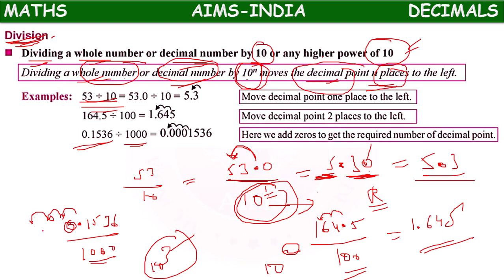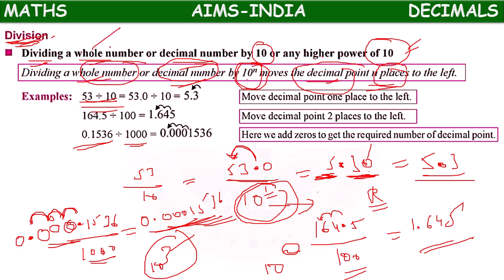So on the extreme left, according to our calculations, we can keep as many zeros as we want because the value does not change. So this point will move 1 zero, 2 zero, 3 zero, 3 places. Means point will come here. Before the point there is nothing, means we can keep 0 point. So 0 point 0 0 0 1 5 3 6, like that we can write.